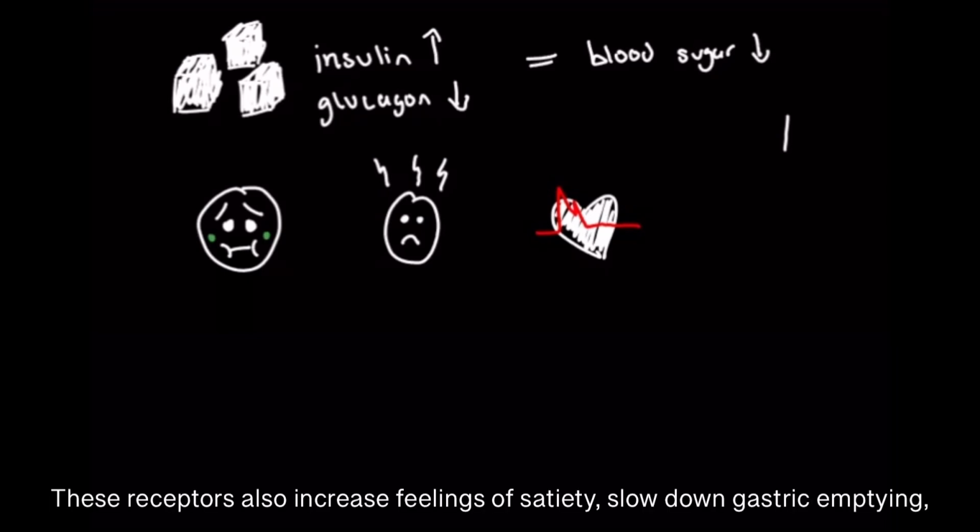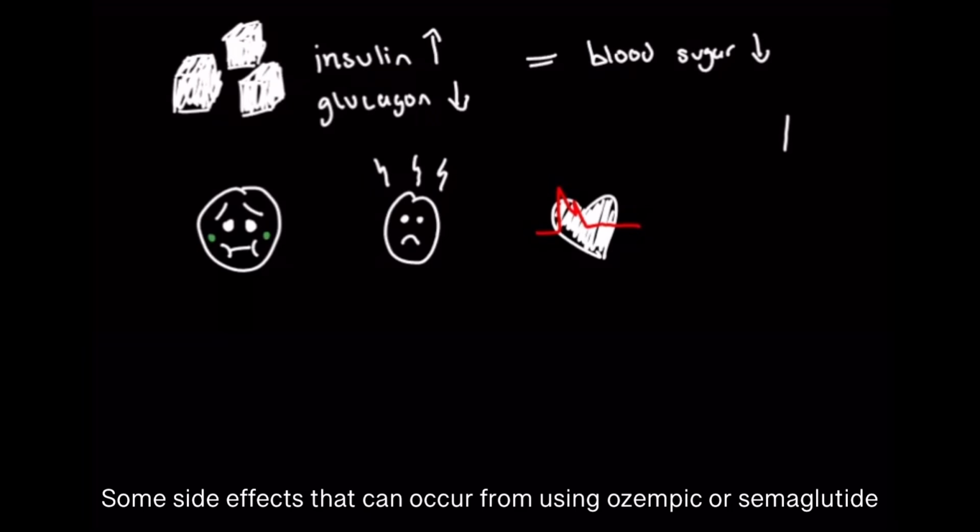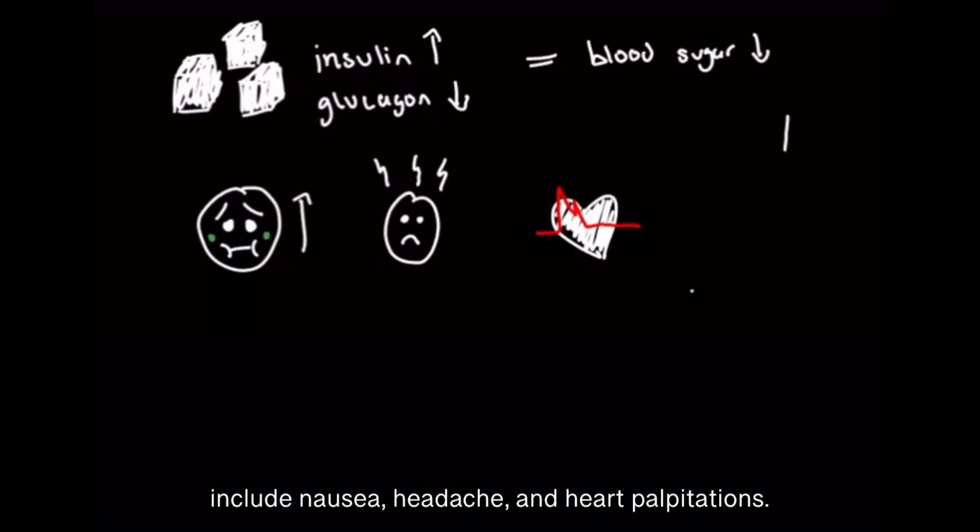These receptors also increase feelings of satiety, slow down gastric emptying, and improve glucose disposal in surrounding tissues. Some side effects that can occur from using Ozempic or semaglutide include nausea, headache, and heart palpitations.